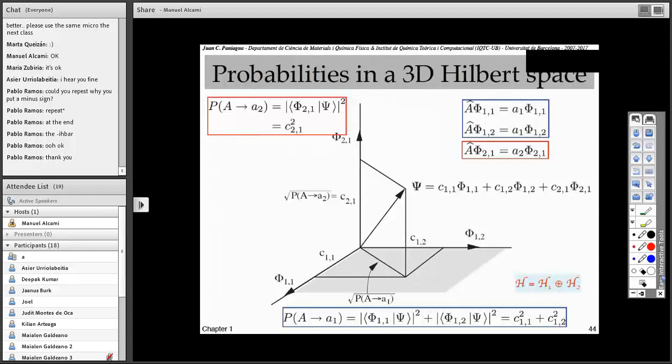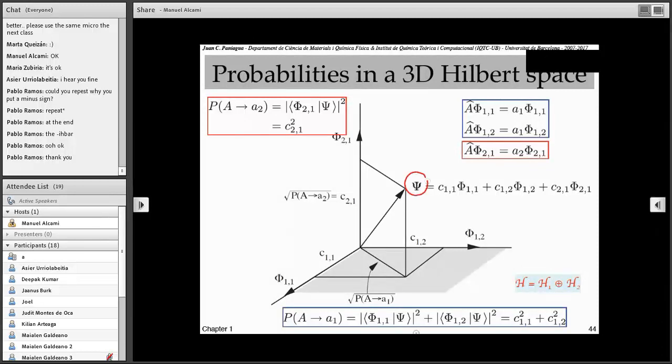Well, let's have a look at a geometrical interpretation of these probabilities. Let's go back to the example of a three-dimensional Hilbert space. I have here any vector of a three-dimensional Hilbert space with three components along the axes corresponding to the eigenvectors of A. Again, I assume that A has two eigenvalues, one doubly degenerate, so that the horizontal plane is the eigenplane with eigenvalue A1, and the other one non-degenerate that corresponds to the vertical axis.